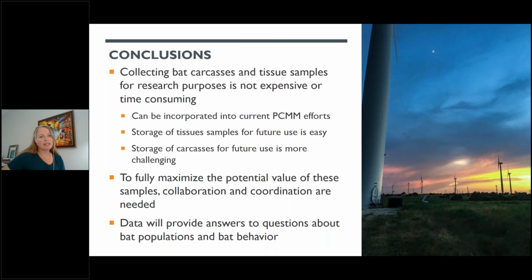And so just to wrap up quickly, collecting bat carcasses and tissue samples is not expensive or time consuming. And I would encourage many of you out there to think about how this might be done and how you could collaborate and increase what we know about bat ecology and behavior and come up with good ways to minimize the risks to bats. So I will stop there. Thank you very much.